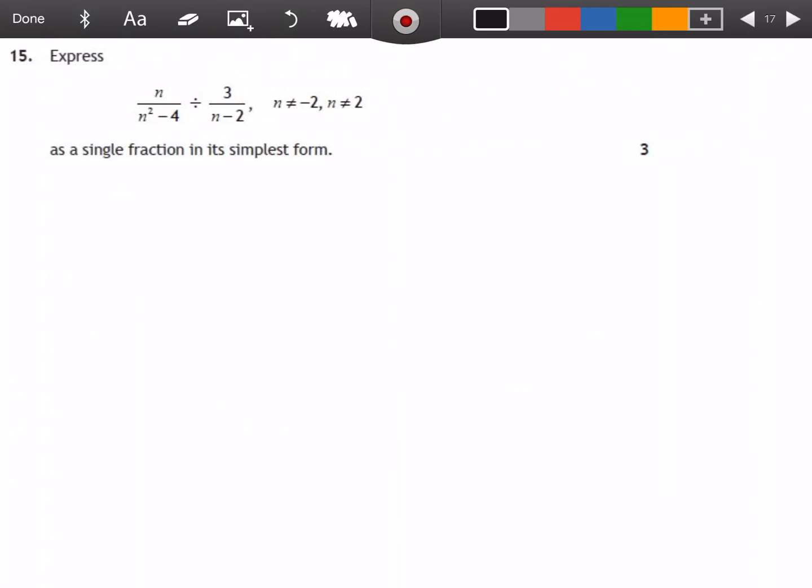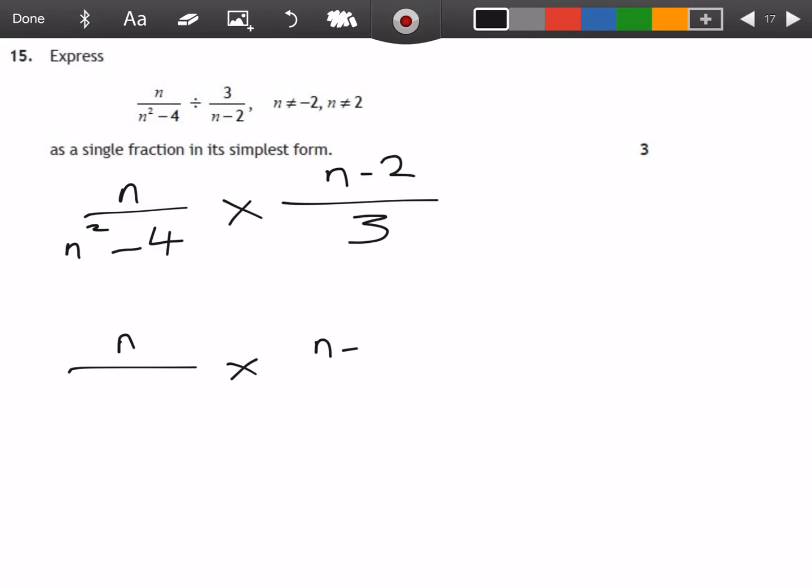Number 15, express this as a single fraction in its simplest form. Right, okay. This is a division. So the method for division, you should be thinking, is you flip the second and turn it into a multiplication. That's the method for division. Okay. However, before we go any further, we're looking to simplify as well. If they ask us to simplify an algebraic fraction, look to factorise. Okay.